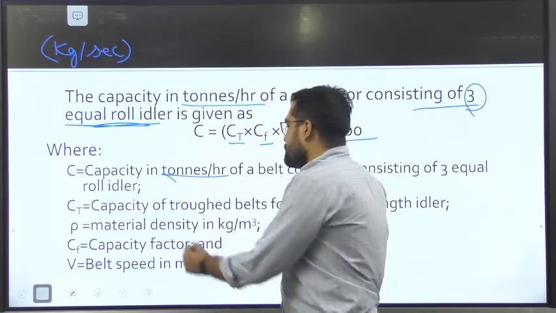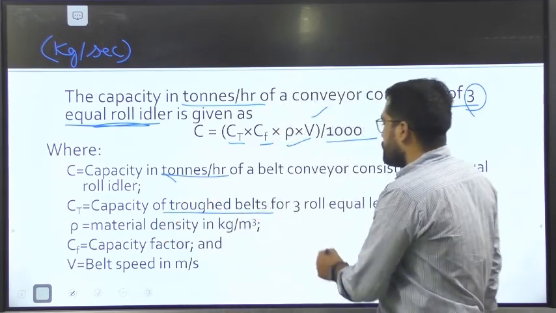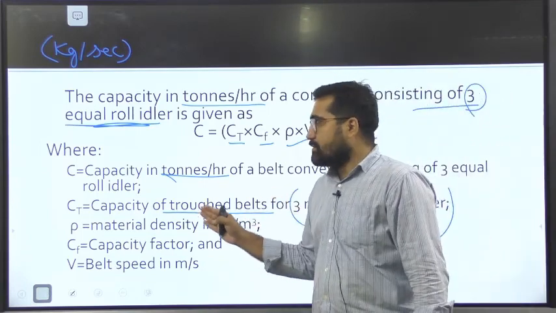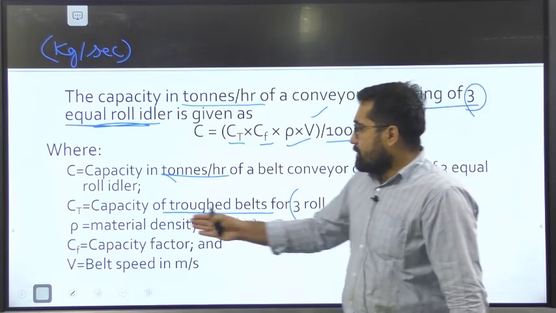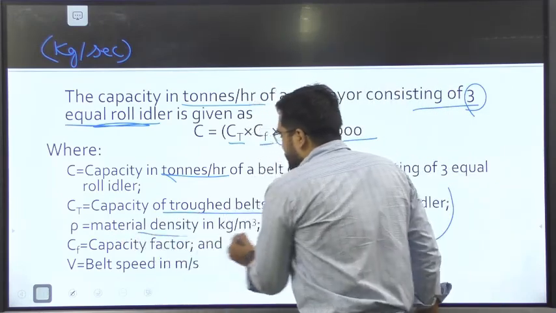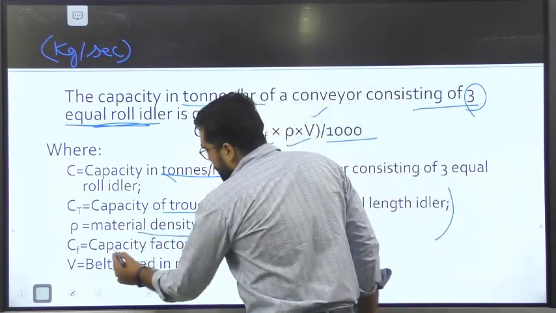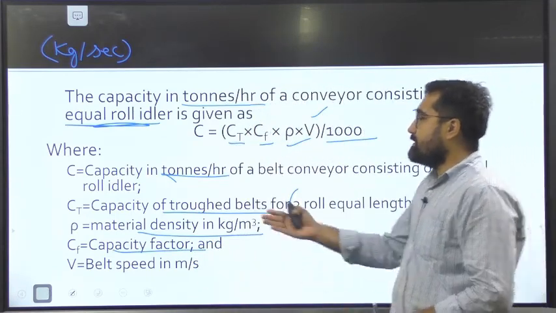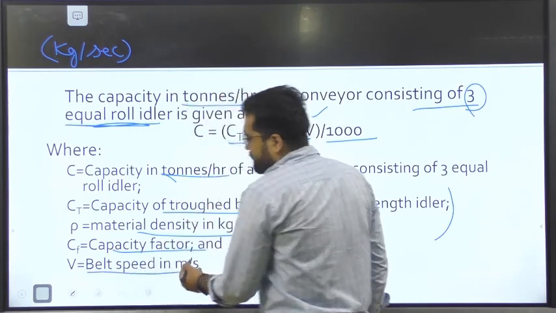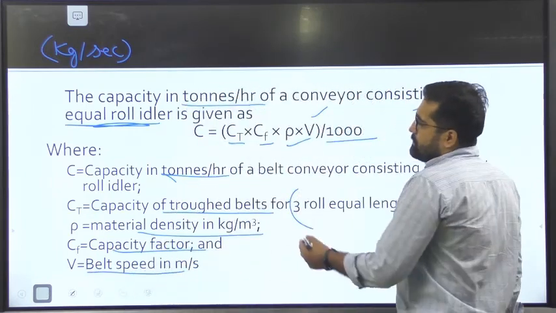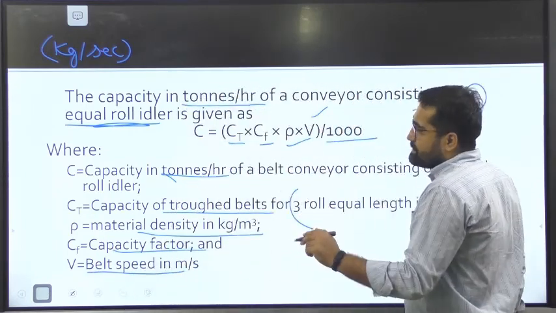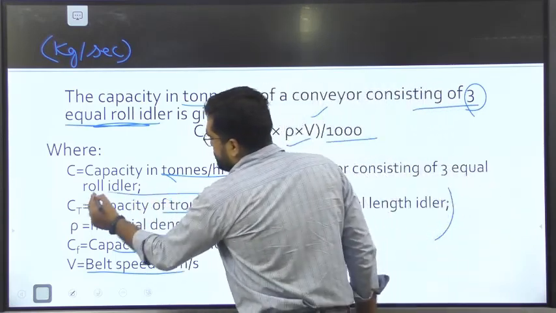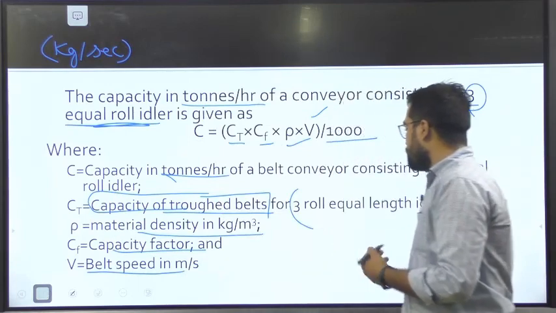Ct is the capacity of the troughed belt for 3 rolls. What will be the capacity of the troughed belt? Rho is the material density in kg per meter cube, Cf is the capacity factor which we have to multiply with, and V is the belt velocity. Here, what we have found out previously, the belt capacity, is the troughed belt capacity.